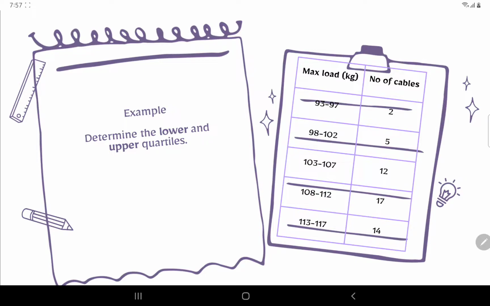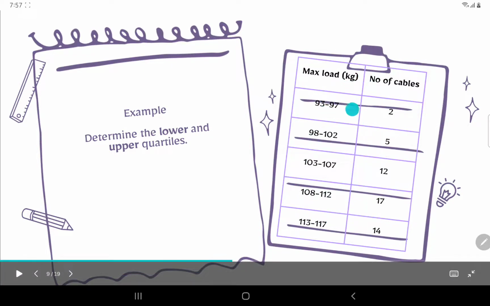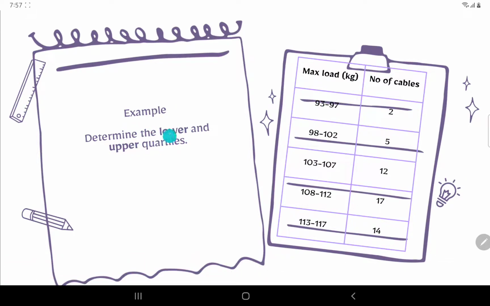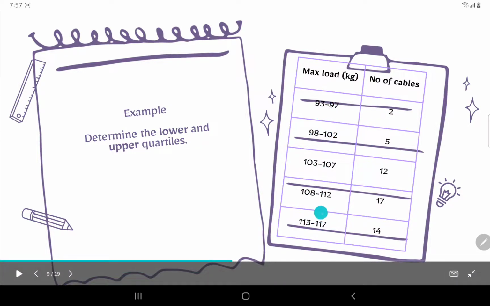Okay, for example, you are given this table. You need to determine the lower and upper quartile. Lower quartile means Q1, upper quartile Q3. This is the data, which is the type of group data. Maximum load, number of cable. There are only classes here. This is the class limit.